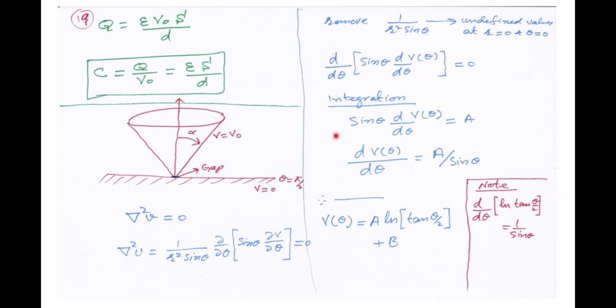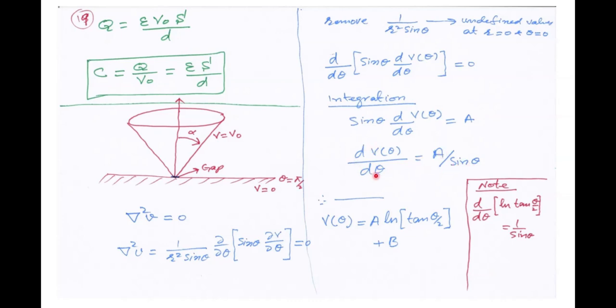So we are left with this one. As the given function depends only on theta, we can replace partial by partial theta by d by d theta. So after removing 1 upon r squared sine theta, we come across this equation. Now integrate this equation on both sides with respect to theta. So we obtain the above expression reduced to this form. Rearrange this one, so we get dV by d theta equal to A divided by sine theta.